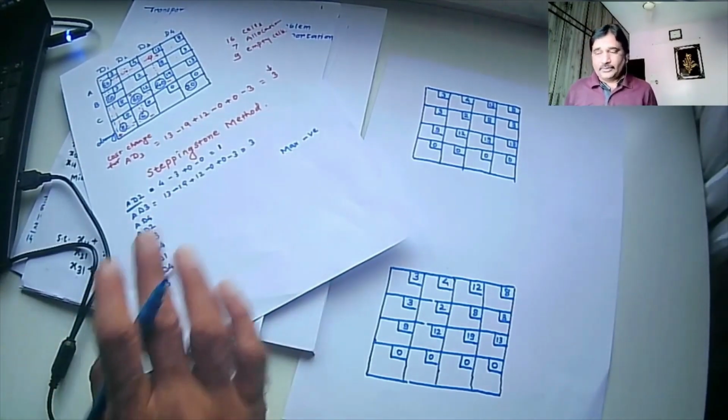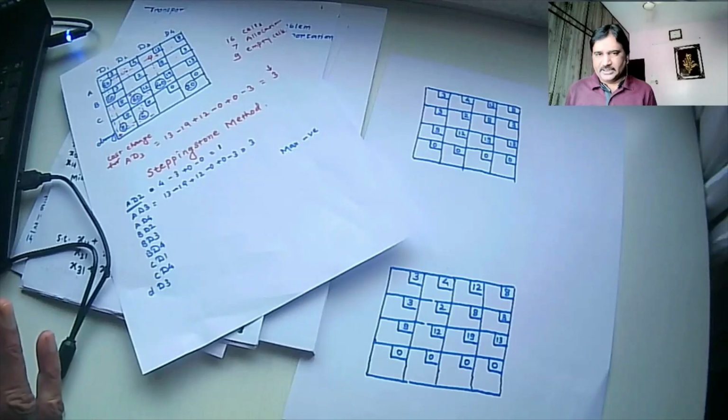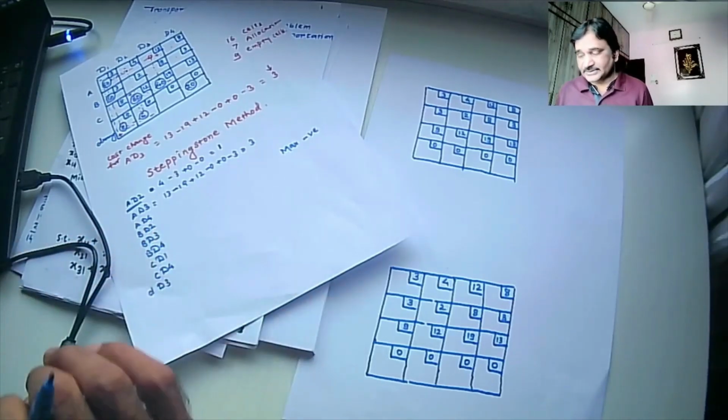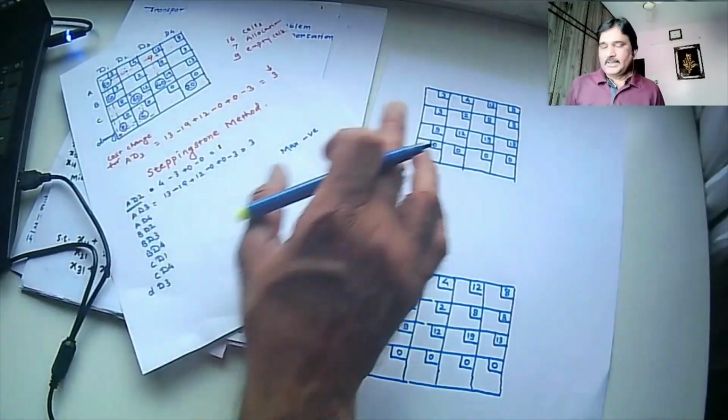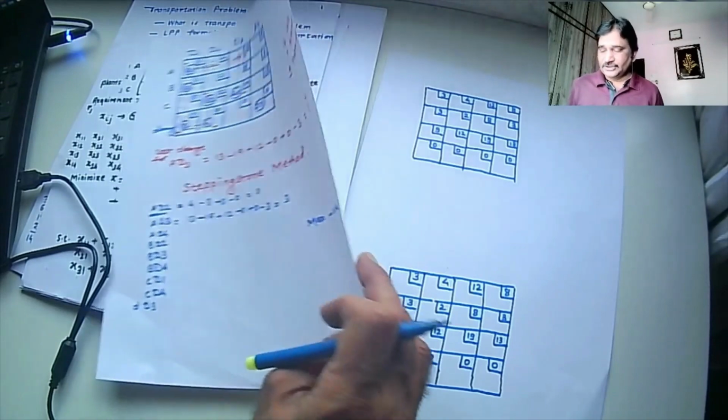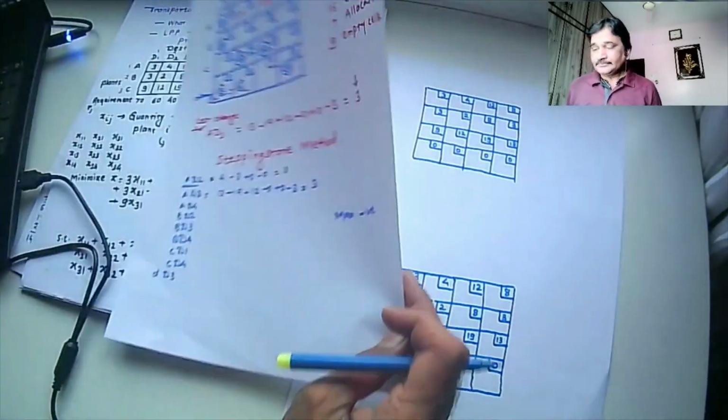So on this background, if you are interested in completing this problem, you can always do so, but I will not be completing this problem by the stepping stone method, which is a very laborious one.